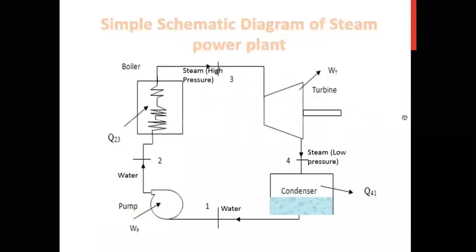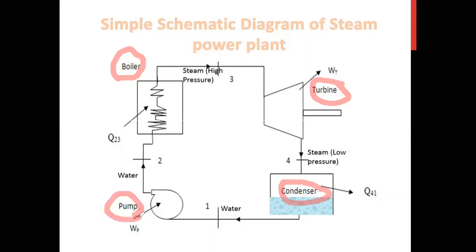So this is the schematic diagram. You see that there is the boiler. The first thing is the boiler. The next thing is the turbine. The next is the condenser, and finally the pump. Okay. So there are four main components.